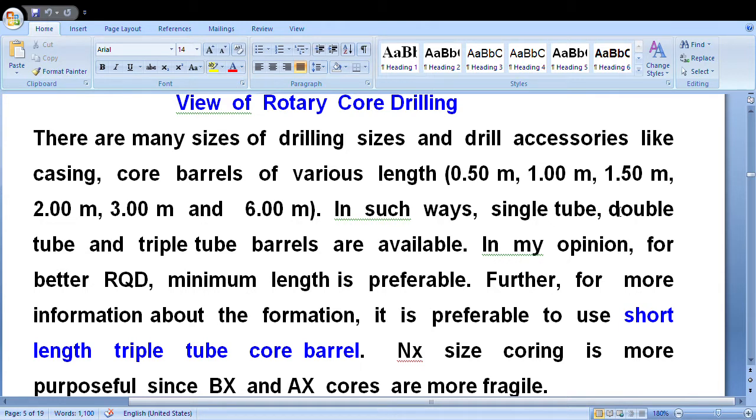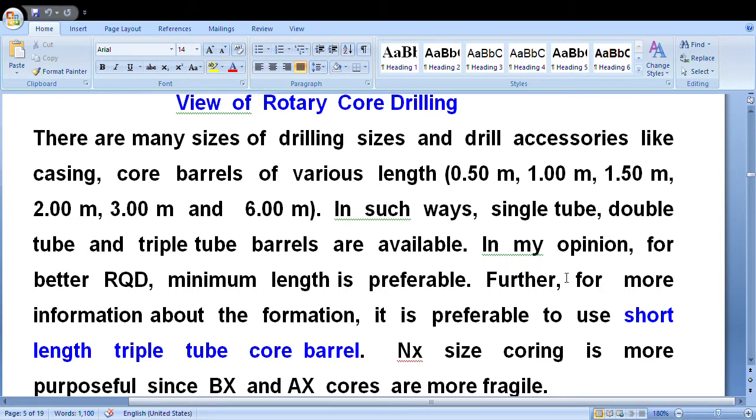There are many types of barrel also. One is single tube, one is double tube, another is triple tube. Single tube means it is a hollow tube only. One side is the drilling head, which is attached to the drill rod, drill string, and the other side is the drill bit. And double tube means there is one outer tube and one inner tube.